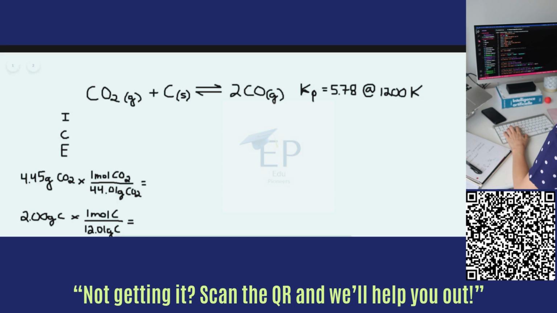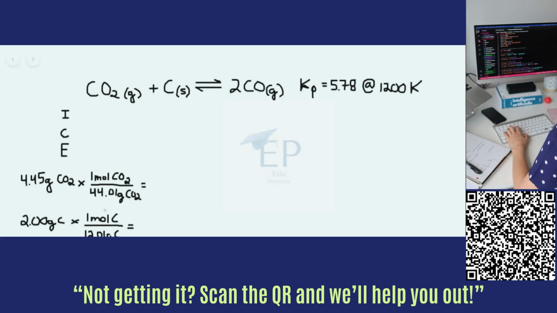This question says that the reaction of CO2 with solid carbon goes to 2CO and has a Kp, or an equilibrium constant with respect to pressure, of 5.78 at 1200 Kelvin. And it's two parts, and the first part asks us to calculate the total pressure at equilibrium when 4.45 grams of CO2 is introduced to a 10-liter container and heated to 1200 in the presence of 2 grams of graphite.